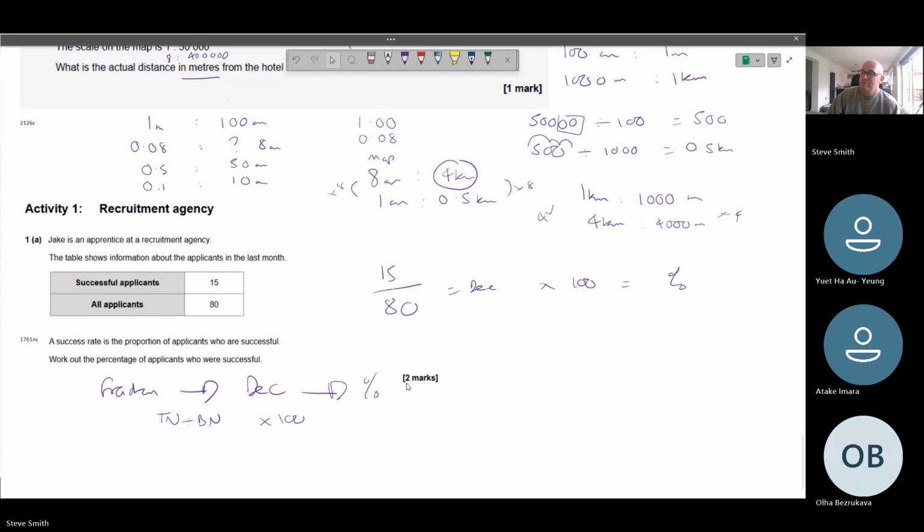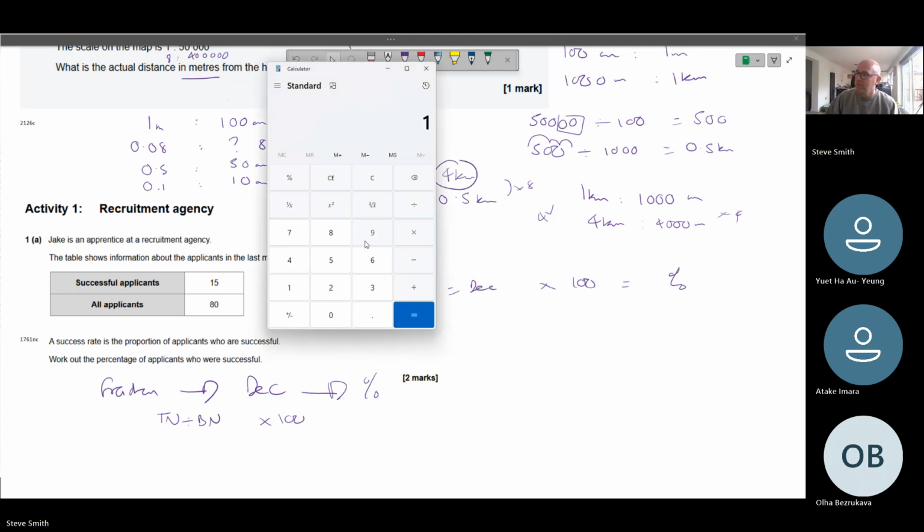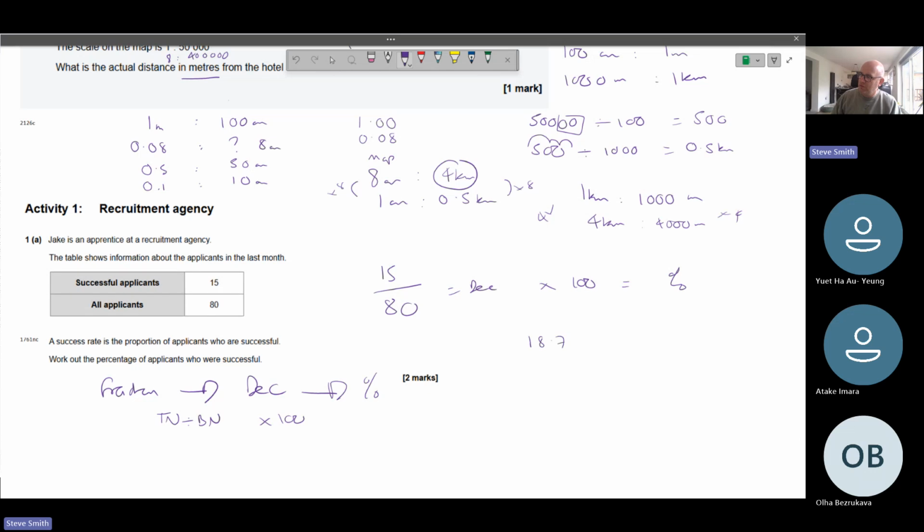Because there's no maths to find. It's just a one-step, a one-stop shop there. 15 divided by 80 is your decimal. Times by 100 is your percentage. 18.75. 18.75%. It doesn't say round it up. It doesn't say to 2 decimal places. Leave it at that, and that will be it.